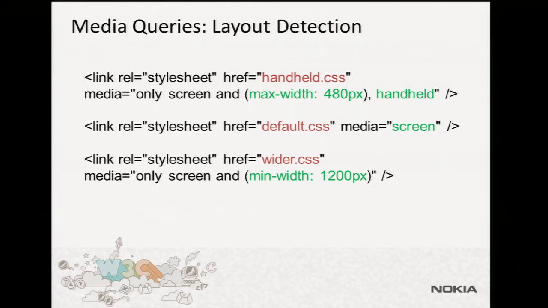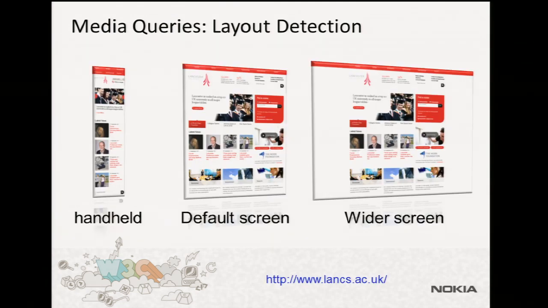If you have a single app for multiple devices, you include a style sheet for a mobile phone, a default style sheet, or maybe a wider style sheet for a bigger screen. Very simple media query elements, which are supported in HTML5. And if these are not supported, like I said, what is the worst case scenario? So this is how it will look. You have the handheld version, you have a default screen, and you have a wider screen. I'm going to show you a working version of these apps later.